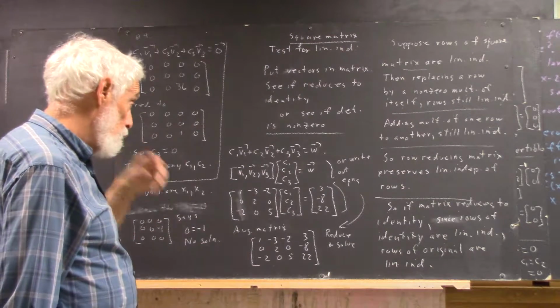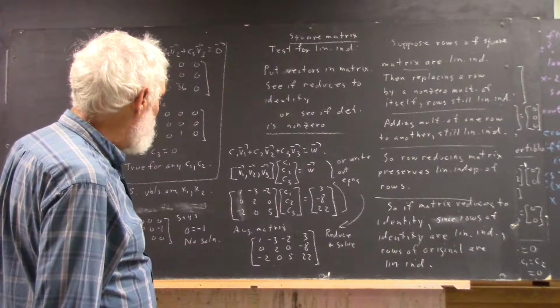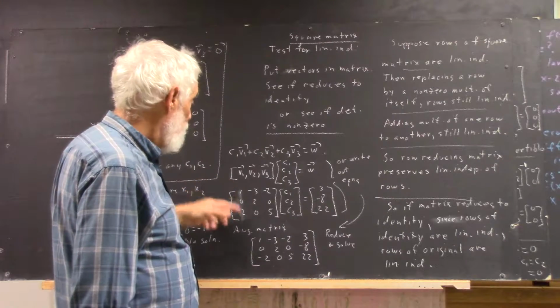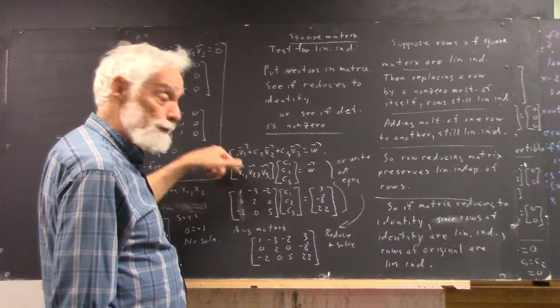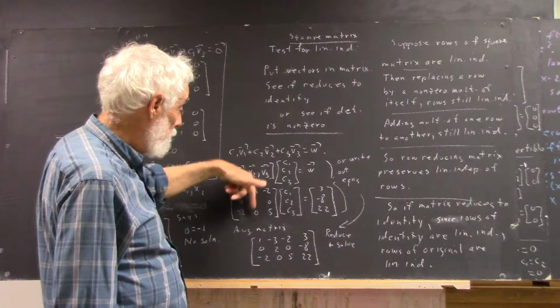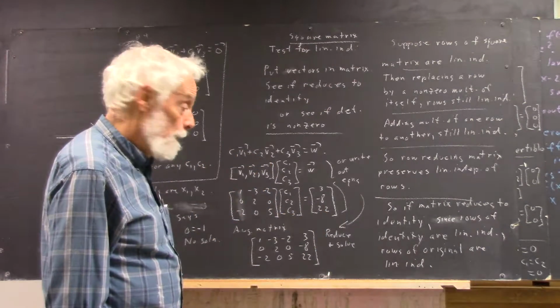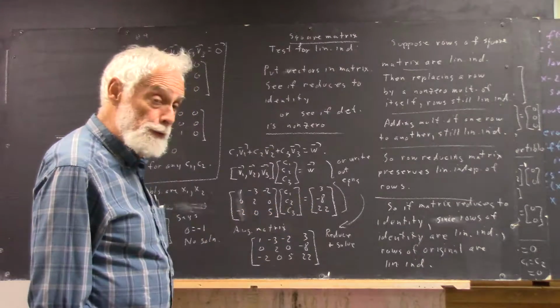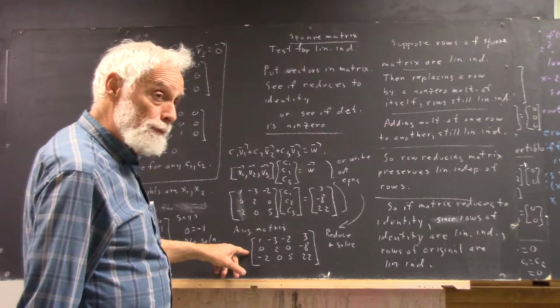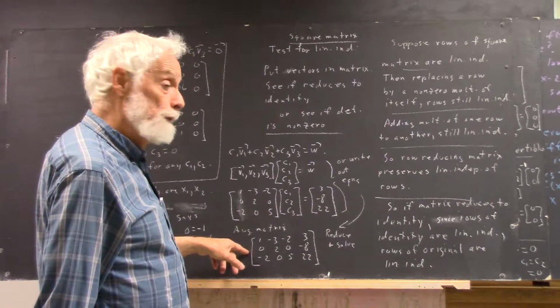Okay, well, the matrix equation then is just replacing these V1, V2, and V3 with the column vectors. The matrix equation is going to be this. And this matrix equation is represented by this augmented matrix.